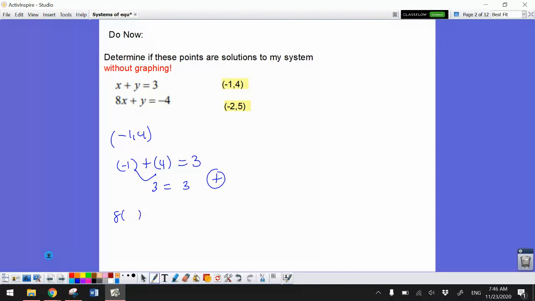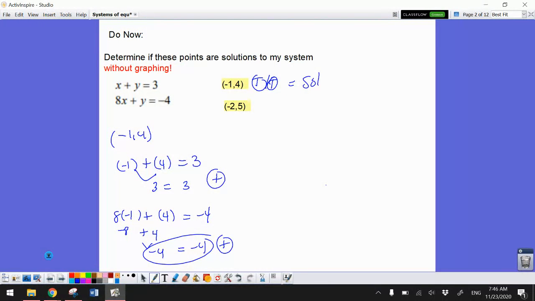Well, what happens if I check the second one? So I have negative 1, 4. Again, 8 times negative 1, that's negative 8, plus 4, well, that's negative 4, negative 4. So I see that one is also true. So I know this one is true and true, which means it is a solution. Okay, it is a solution. Let's see what happens with the other one.